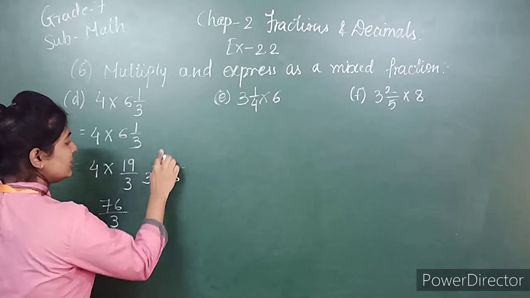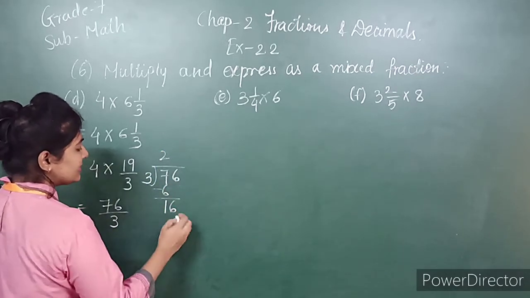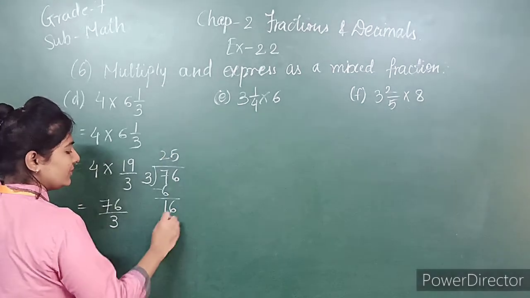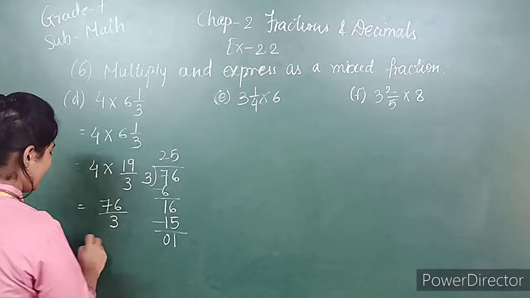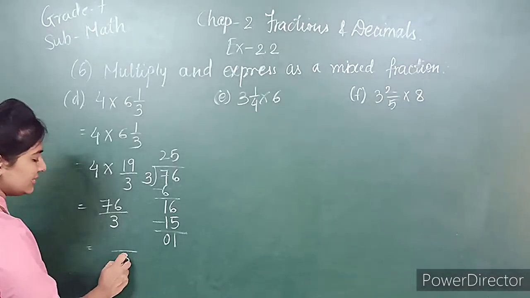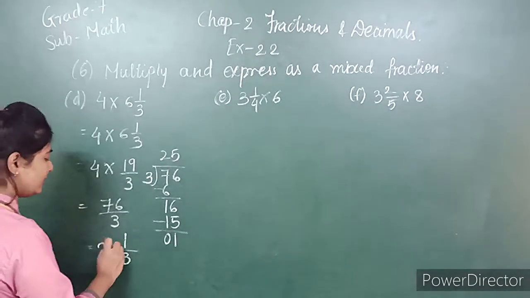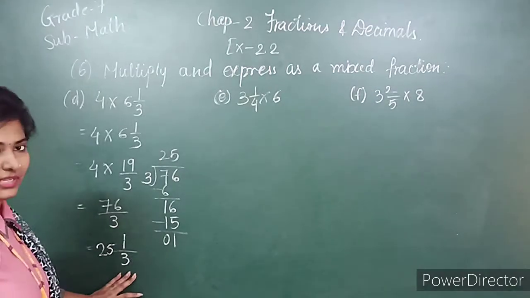So 3 2s are 6. So here 1 and 6. So it is 16. So 3 5s are 15. So here we have to put 1. So 1 is the remainder, so we have to write 3 in the denominator. Remainder 1 we have to write it upward, and 25 we have to write it on the side. So our answer is 25 1 by 3.